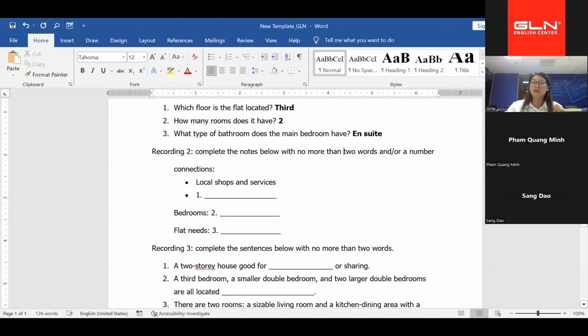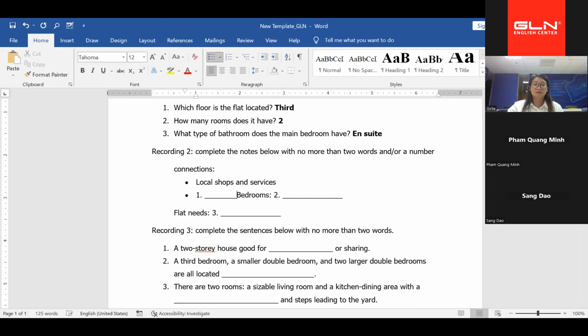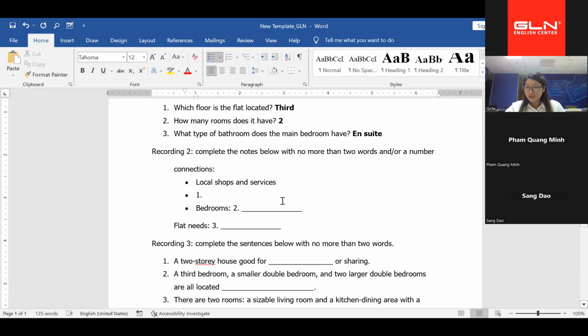Recording 2. Okay, nice one. Yes, so good transport. Or transport is okay actually. Nice one. Yeah, so it has good transport. Okay, how many bedrooms does it have? Anyone who can answer that? How many bedrooms?